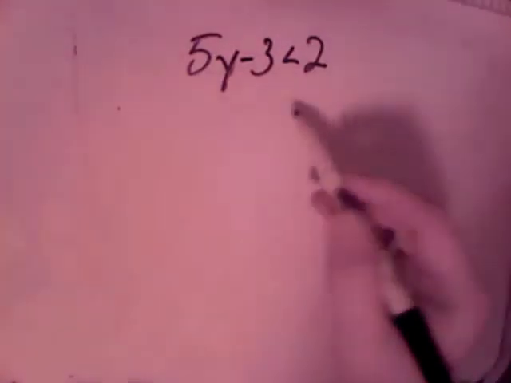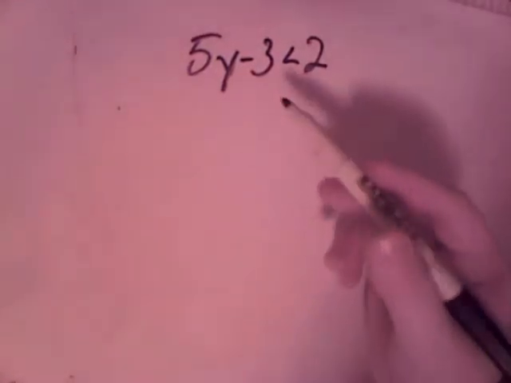This video is going to look at how to solve multiple step inequalities. What you're basically going to do is solve these the same way that you would solve equations. You're going to get the variable alone by itself on one side. To do this, I'm going to start with the number farthest away from the variable, which is -3.